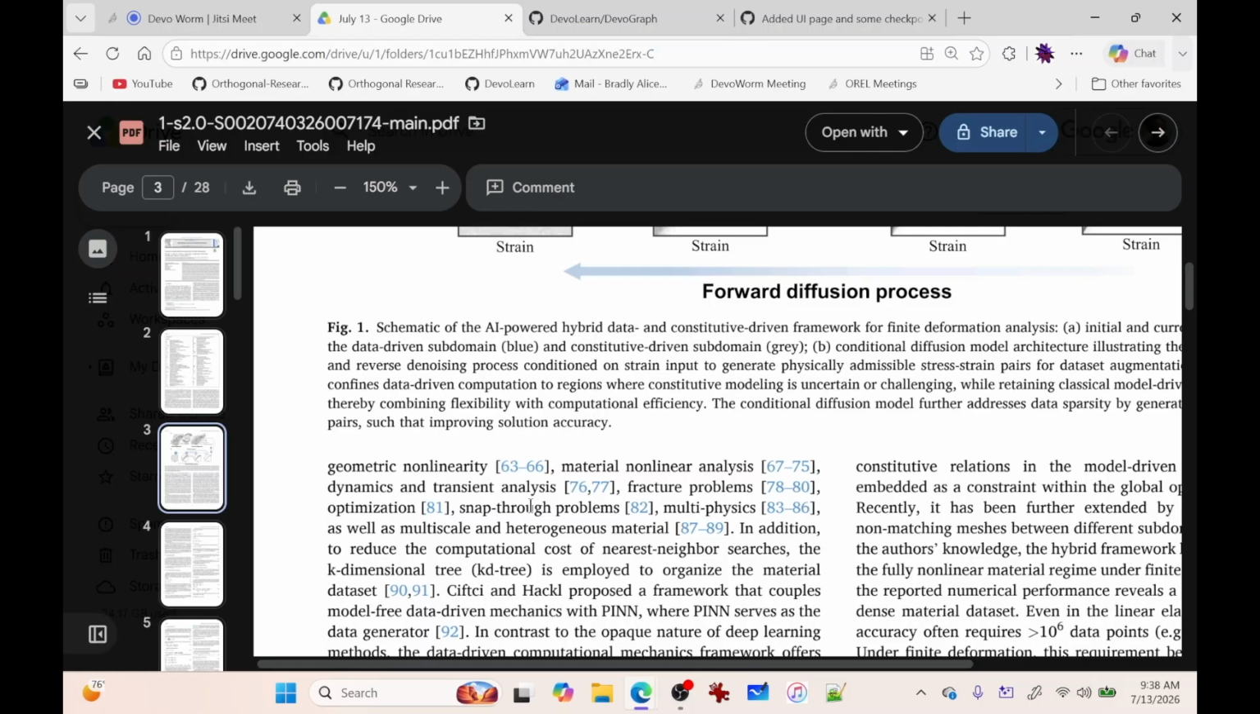So, as you know, I mentioned that there are these stress-strain pairs. And so we have this problem where we have a bunch of pairwise relationships. It's kind of like building a network, a connectivity matrix, where we have this potentially very large number of nearest neighbor relationships. And so we need to be able to reduce the computational cost of nearest neighbor searches. And so to do that, they use a KD tree or a K-dimensional tree to organize the material data set in a way that's more computationally tractable.